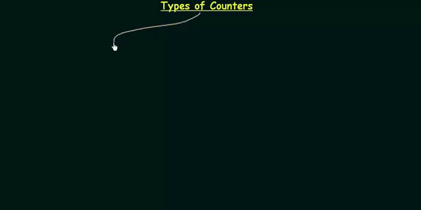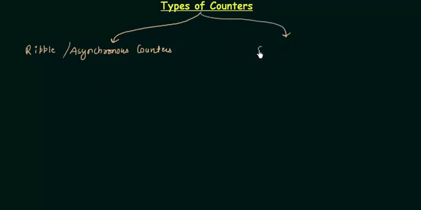The first one is the asynchronous counters. We also call these asynchronous counters the ripple counters, so sometimes you will see asynchronous counters written as ripple counters. And the second one is the synchronous counters. Now we will see what these two types of counters are and how they are different from each other.